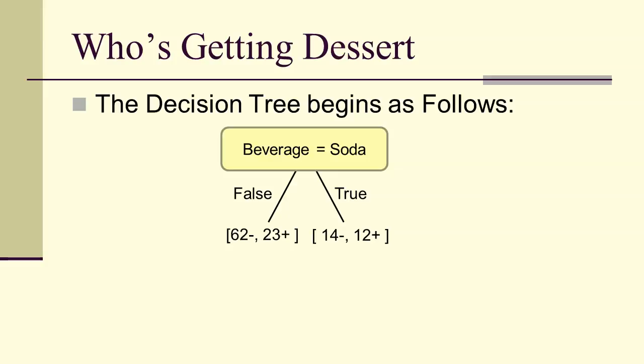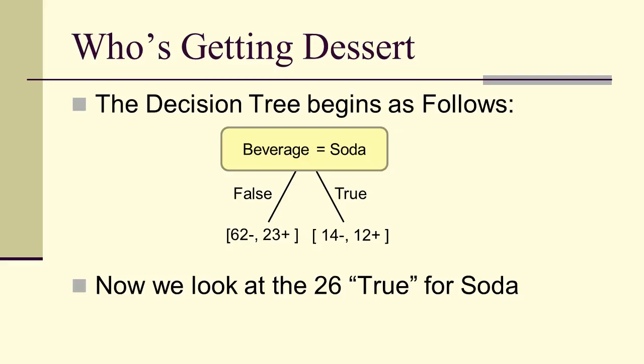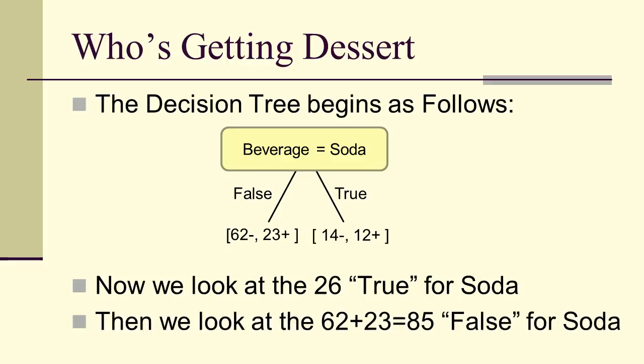So now we start our decision tree. Our first condition is going to be beverage equals soda, and that's either true or false. So we split the population, and we are next going to look at the 26 that are true for the soda, and then we'll look at the 85 that are false for the soda.